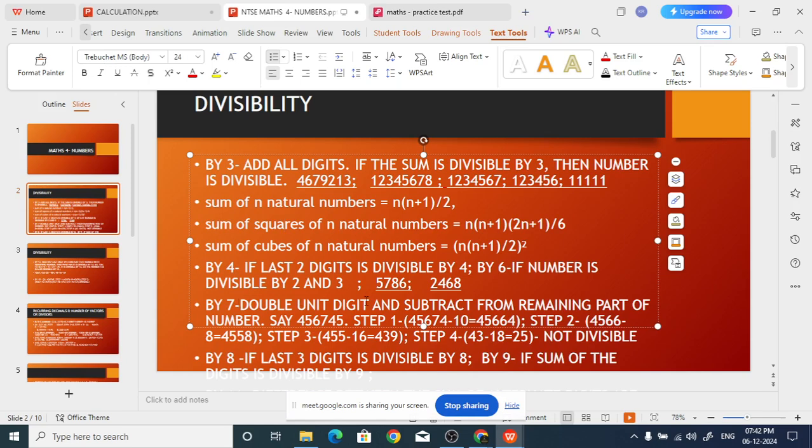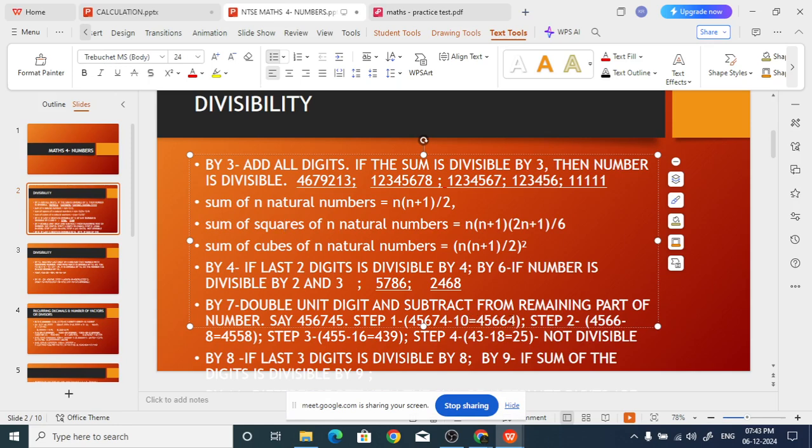Double the unit digit and subtract from the remaining part of the number. I'll tell you now. See, the number given is 4,56,745. Step 1, you take the unit digit, that is 5 here, and you double it. 5 becomes 10, and you have to subtract the 10 from 45,674, the remaining number. That gives 45,664.